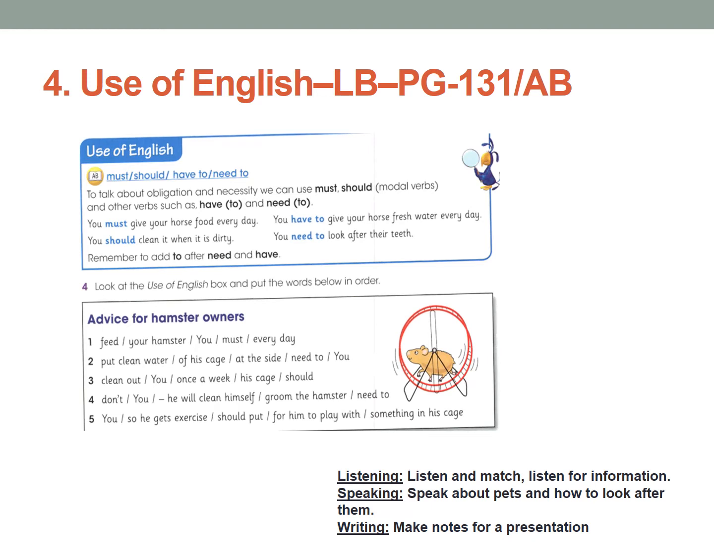So how do you write it? You must feed your hamster every day. So look, if there is need, you need to. Yes. So I want you to write down in your copybook. Try to write by yourself and check your answer in the next slide.